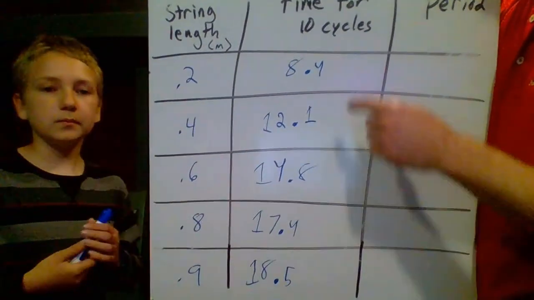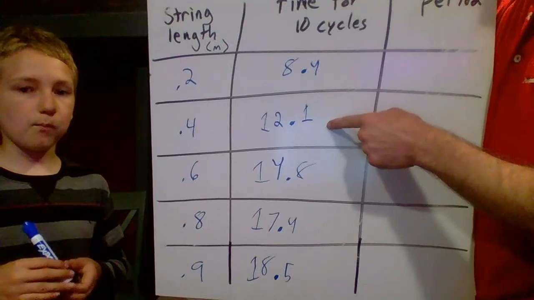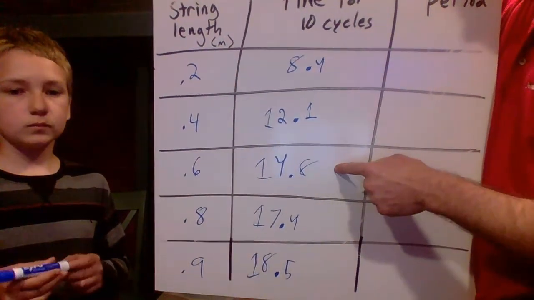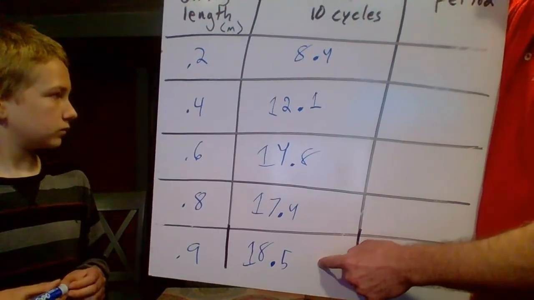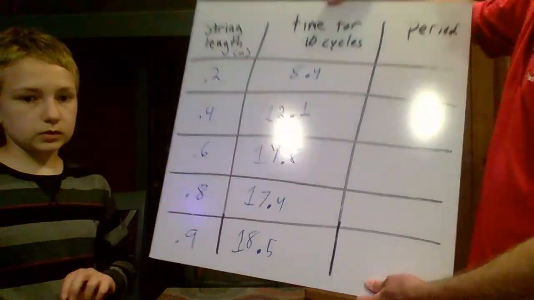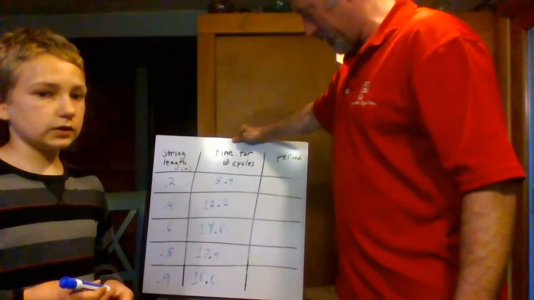Alright, so 8.4, 12.1, 14.8, 17.4, 18.5. All right, so fill out all your data tables and carry on with the rest of the experiment.